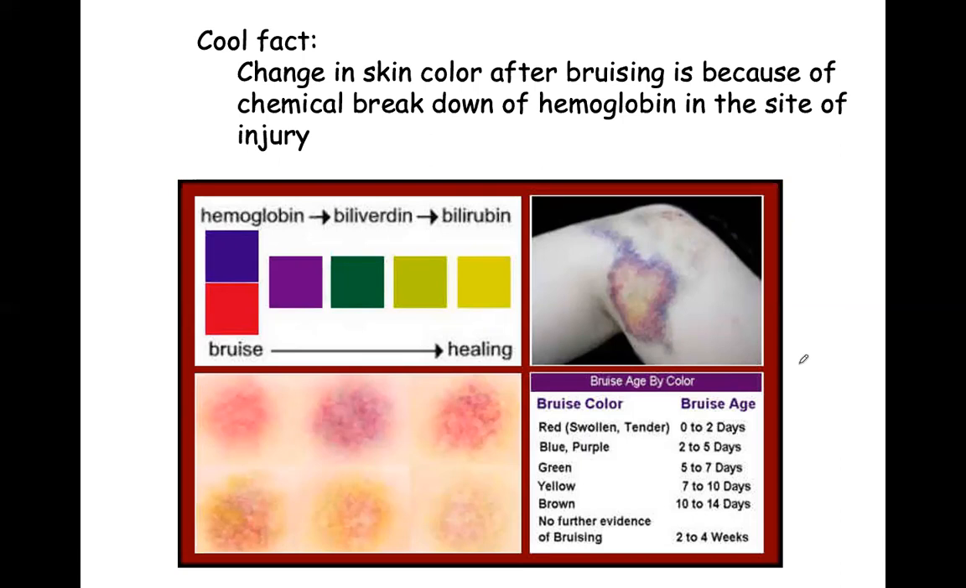So typically, a bruise can take about 4 weeks to completely go away if it's really severe, but typically in about 2 weeks you will have your bruise healed. If it's more superficial, it should be healed in about 2 weeks.